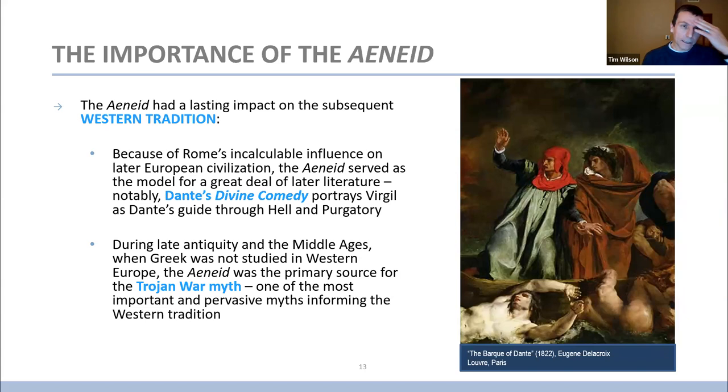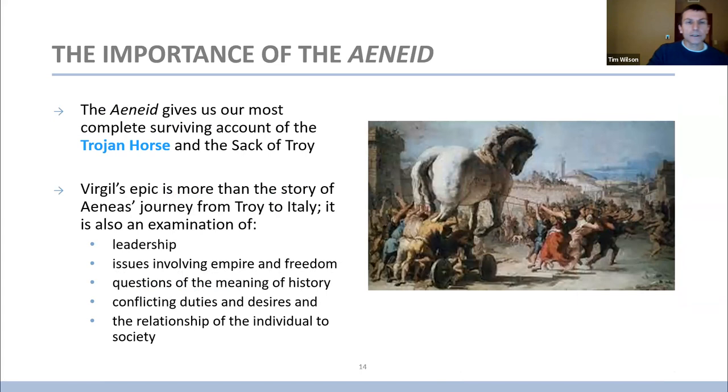During late antiquity and the Middle Ages, when Greek was not studied in Western Europe, the Aeneid was the primary source for the Trojan War myth. So the Trojan War myth was only, let's say, carried on in the West via the Aeneid. And still to this day, even with what we know of Greek literature, it's our major source for the Trojan horse part of that story. And that's the point I'm making here. It's our only surviving account of the Trojan horse and the sack of Troy.